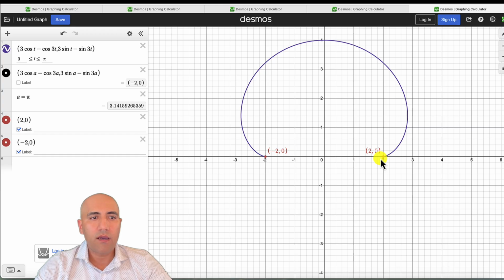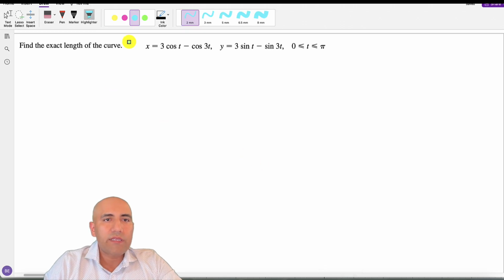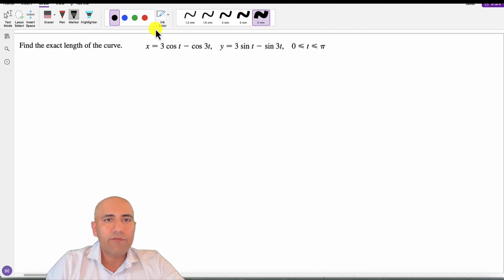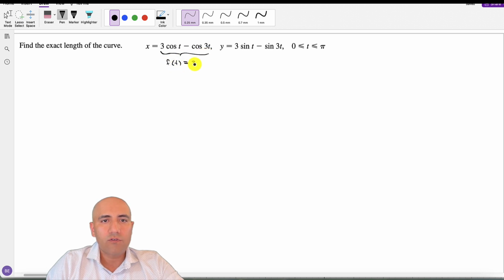Okay, so we've already established that it does not retrace itself in this little range of t, so let's set up our integral. So we know we're going to need the derivatives, so we need the derivative with respect to t of the f of t, right? So this is x equals f of t. This is f of t right here. f of t equals 3 cosine of t minus cosine 3t.